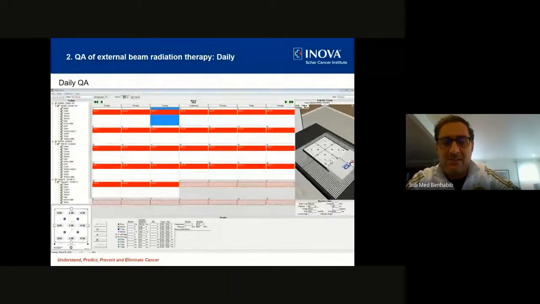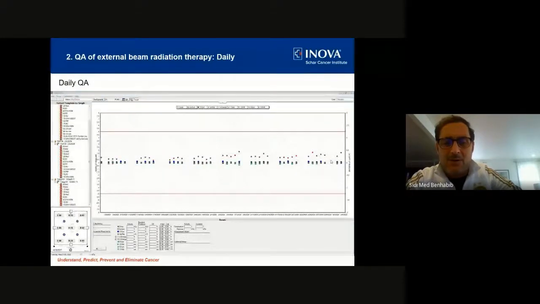So this is what we see if you want to see how your machine is behaving. We track three things every single day: flatness, symmetry, and machine output. And usually what I observed in my few years of clinical experience is that when you put in a new machine, especially these TrueBeam machines, there is an increase of the output because of the chamber, but after 7-8 months, it flattens out. The output will increase gradually, and after 7-8 months, it usually stabilizes.